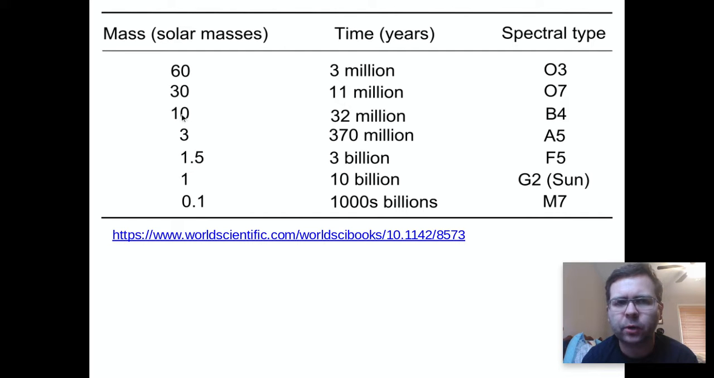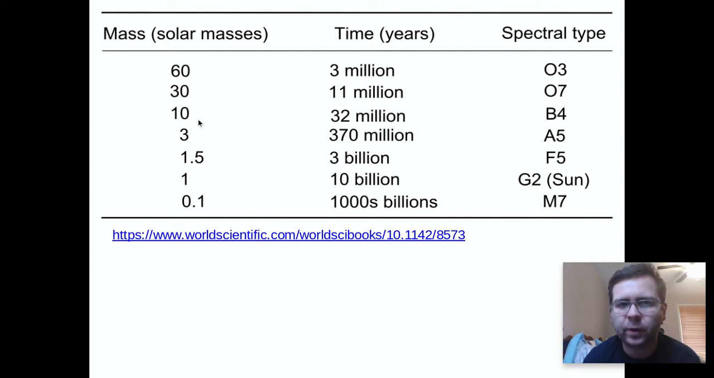And then you go up to 30 and 60, a 60 mass star, those are very rare. But if a star is so massive that it's 60 times the mass of our sun, it only lives for a short 3 million years, short on the scale of space.